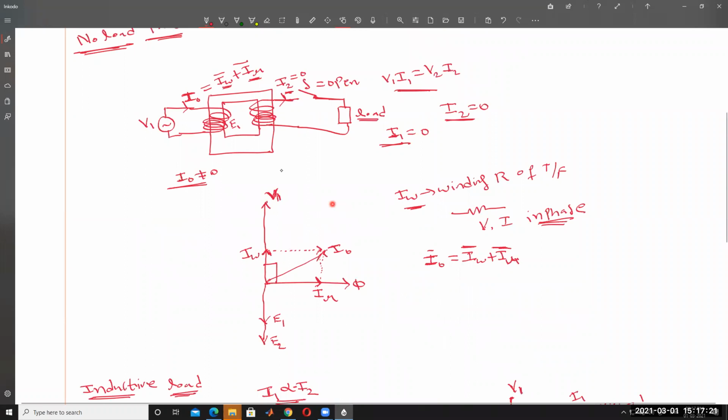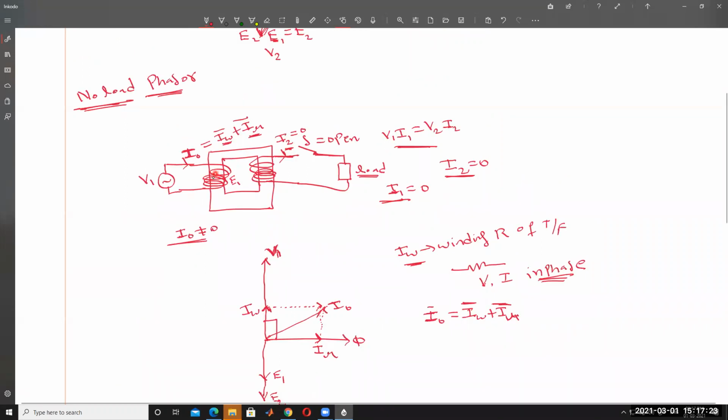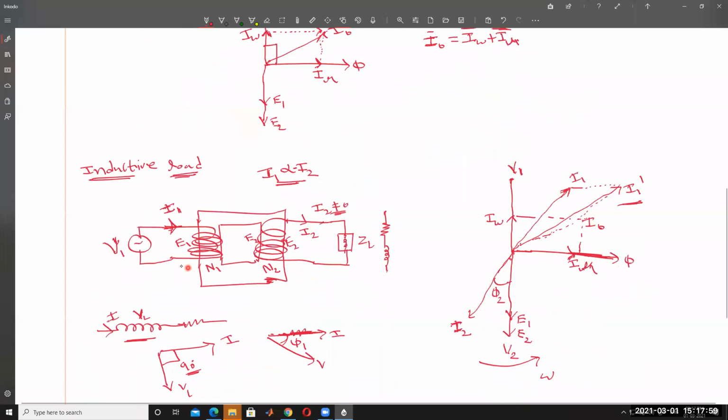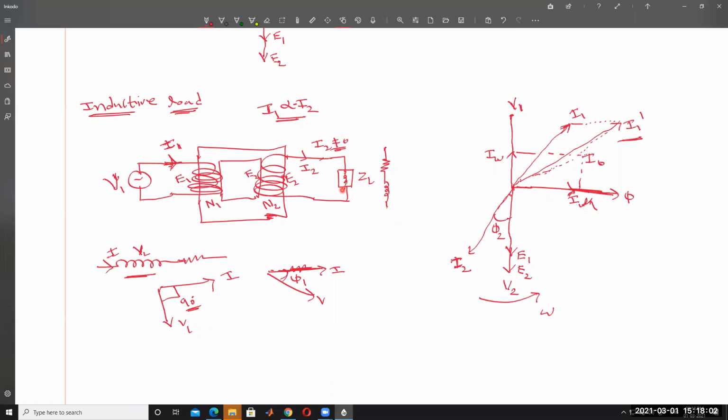Because of the transformer winding resistance and core losses, there is some wattful component. And because of flux, and because of the induced EMF, counter EMF, a small amount of magnetizing current is developed. That is called I mu. The I0 is the resultant of these two currents. The magnetizing current is in phase with the magnetic flux, and the wattful component is in phase with the voltage. So this wattful component is across the transformer winding, that's why it's in phase. The resultant of these two is called I0. For inductive load, maybe R and L loads are connected here.